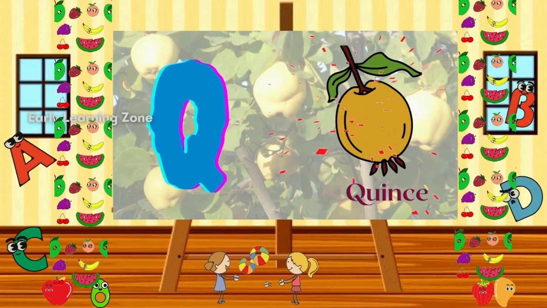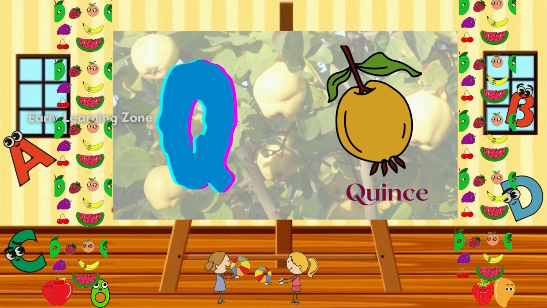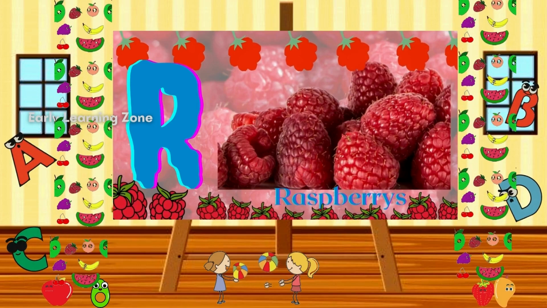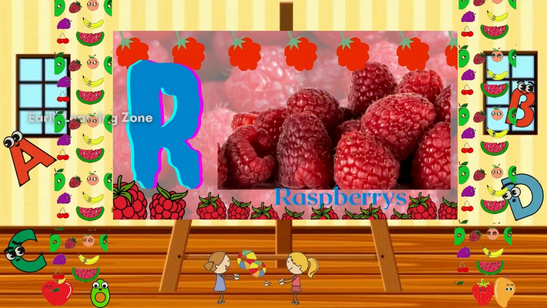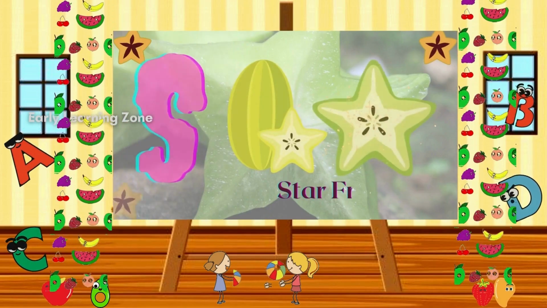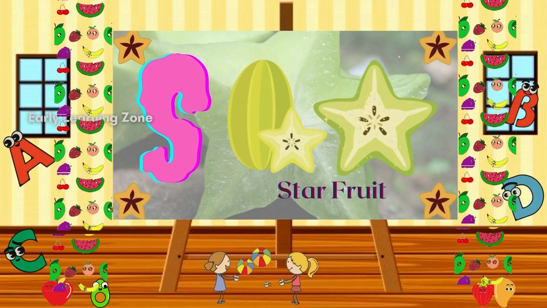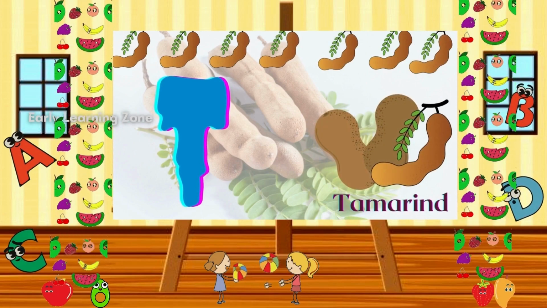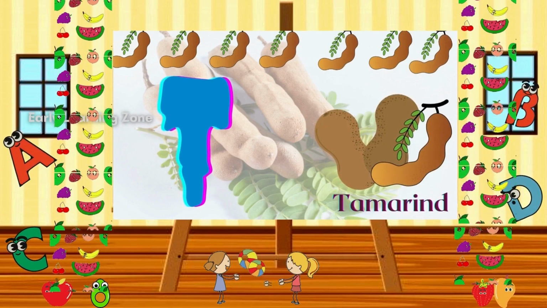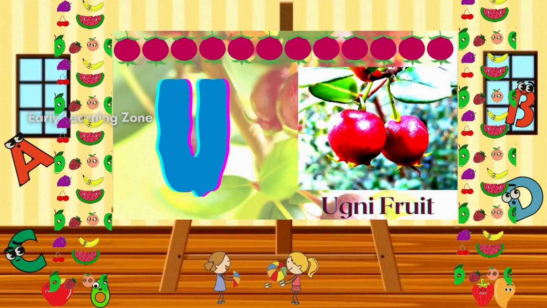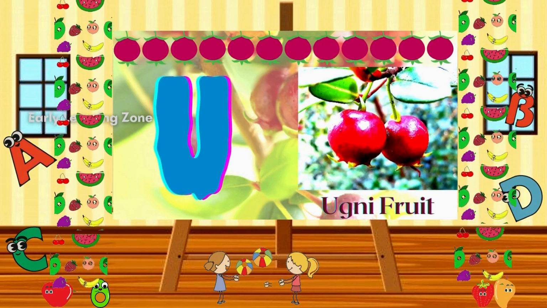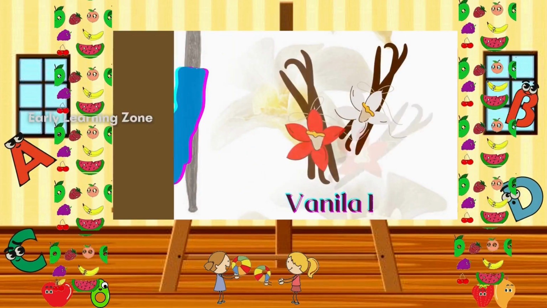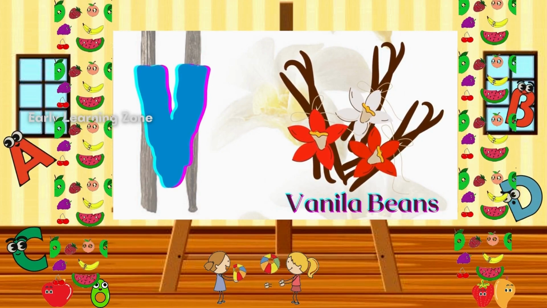Q is for quince. R is for raspberry. S is for star fruit. T is for tamarind. U is for agni fruit. V is for vanilla beans.